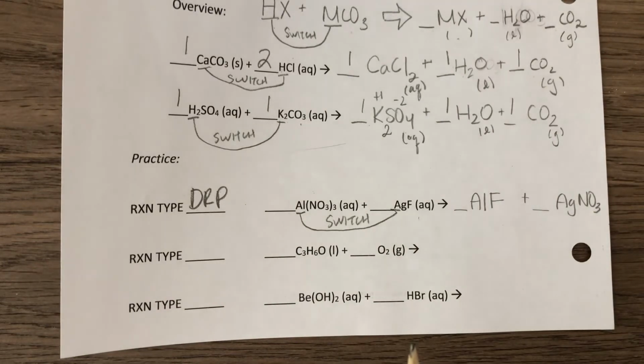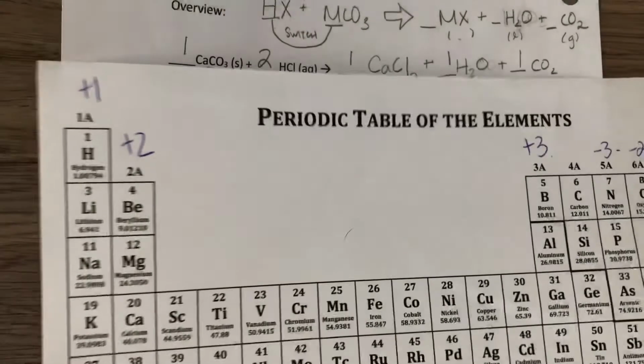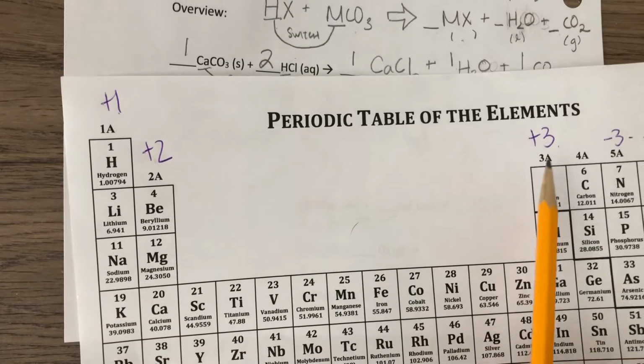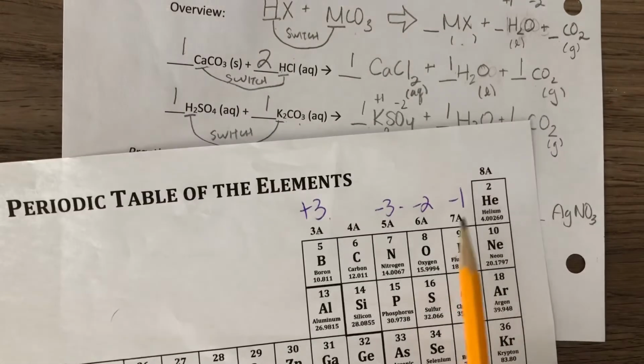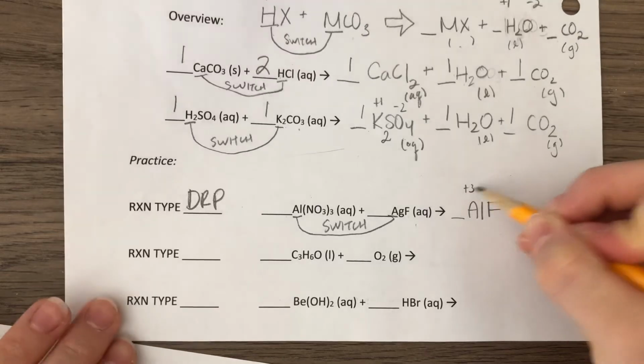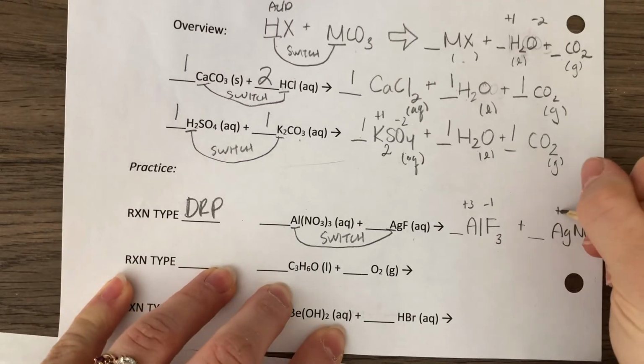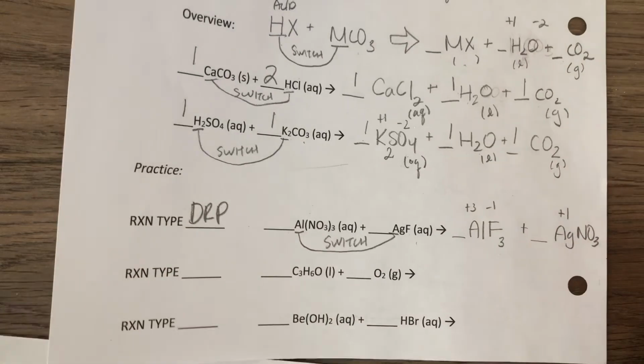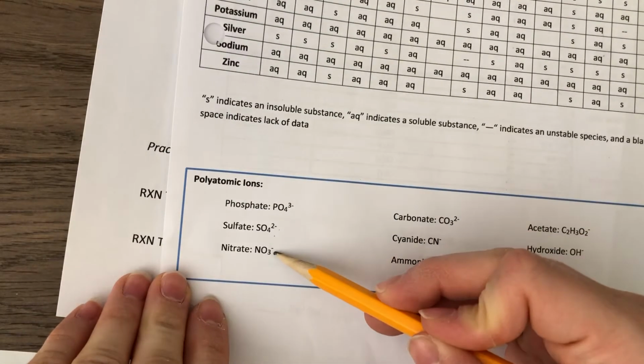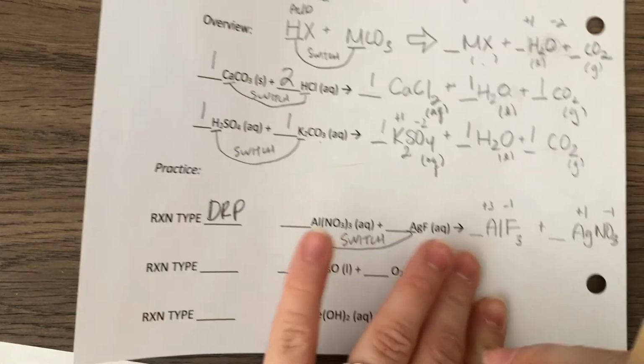We have to balance the charges when we make compounds. So I check the charge of aluminum, it's +3. Fluorine is -1. So this is AlF3. Silver, that's one you have to memorize, is +1. And nitrate is -1. So that's the correct formula.